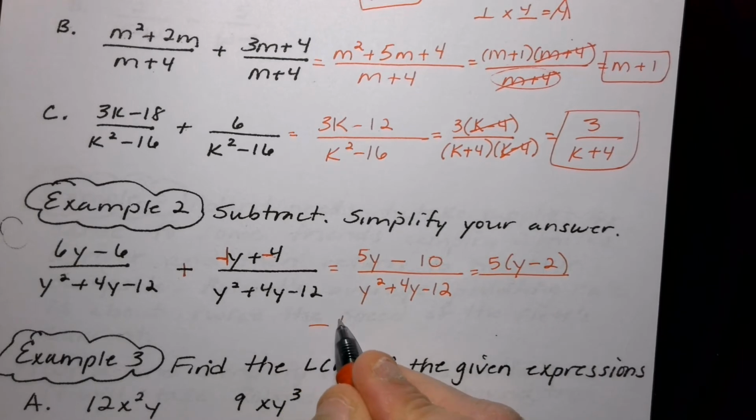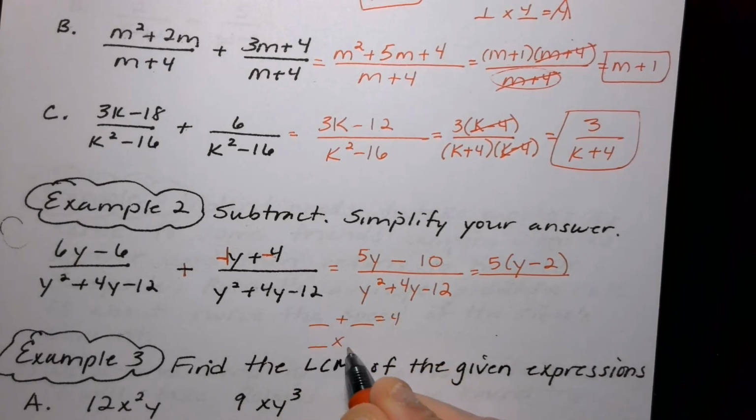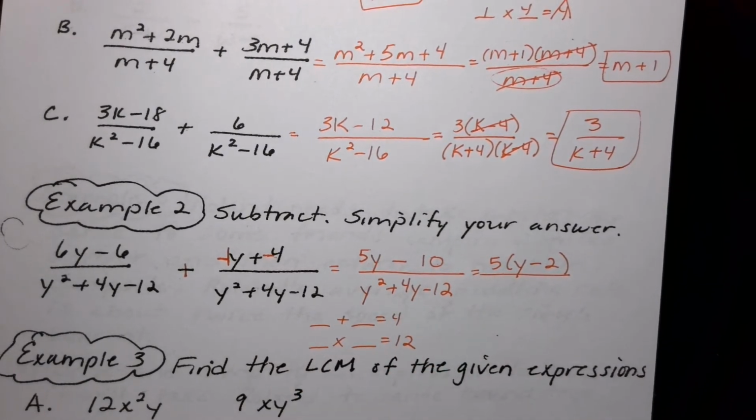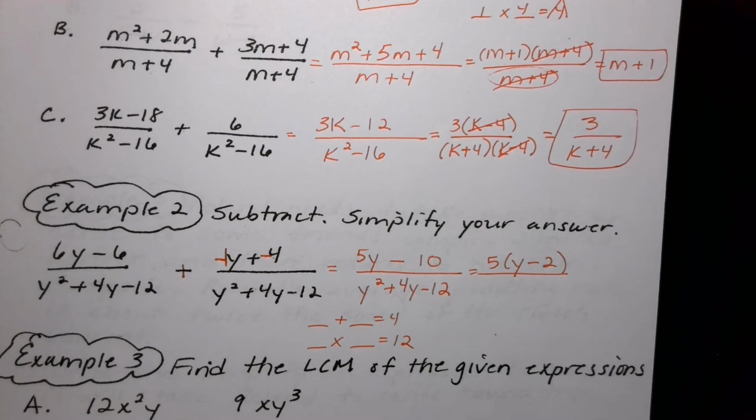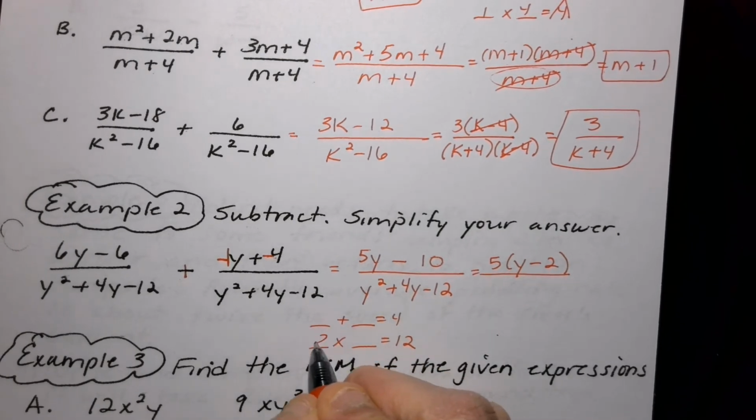And now let's check to see, is there something that adds to give you 4 and multiplies to give you 12? 3 and 4, no. 2 and 6. Oh, that might work. Will 2 and 6 work?